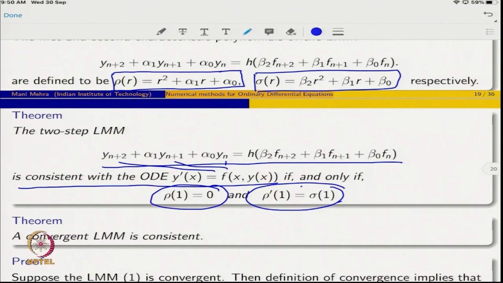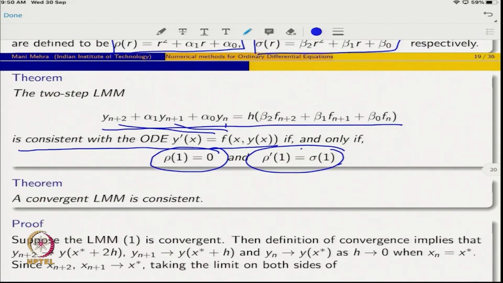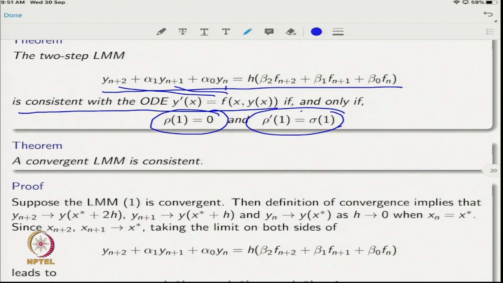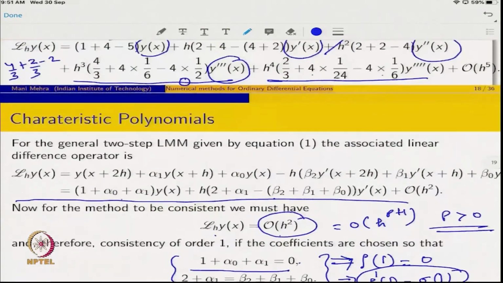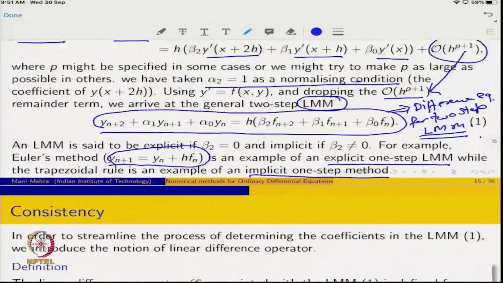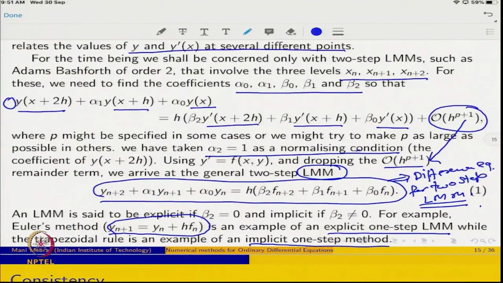And now let me prove one theorem which says that a convergent linear multi-step method is consistent. So, it means consistency is a necessary condition for convergence. Suppose that the linear multi-step method is convergent, and the linear multi-step method is the one which we have already seen earlier. This is this.